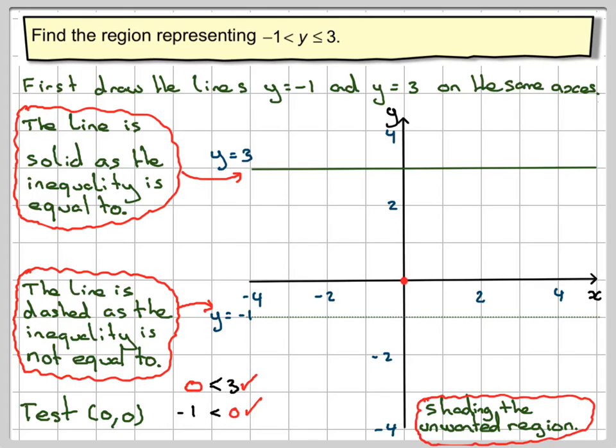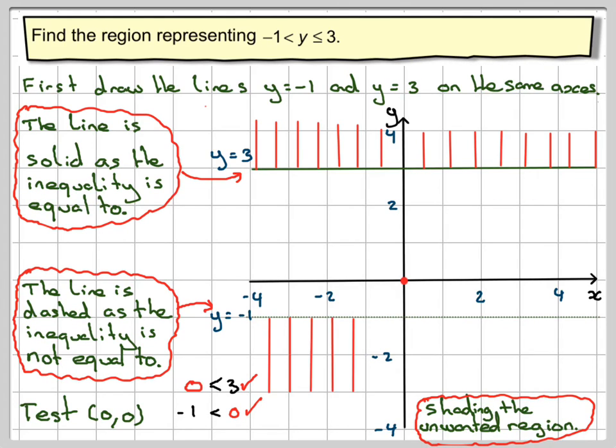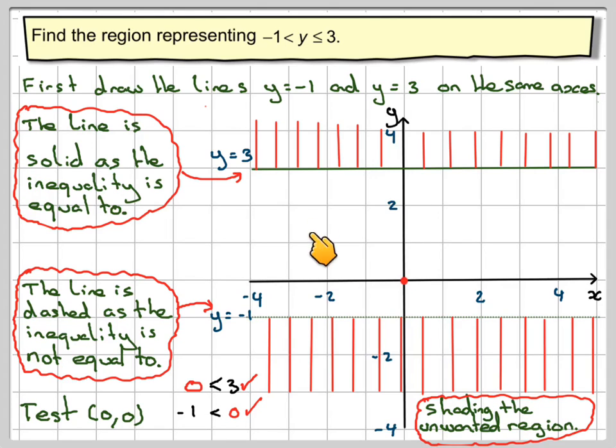So always shade the unwanted region, so that's going to be this region here, and this region here, and the region not shaded represents the inequality y is greater than -1, but less than or equal to 3. The points on this line are in the region, the points on this line are not in the region.